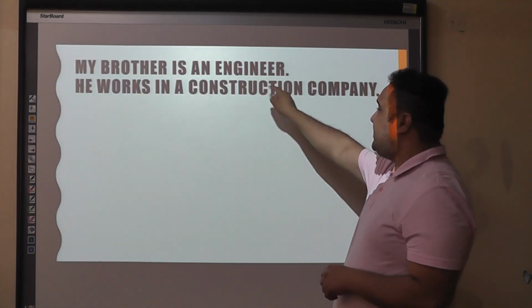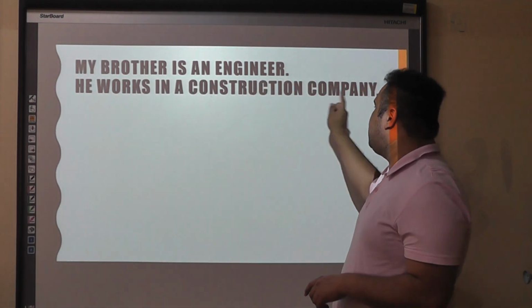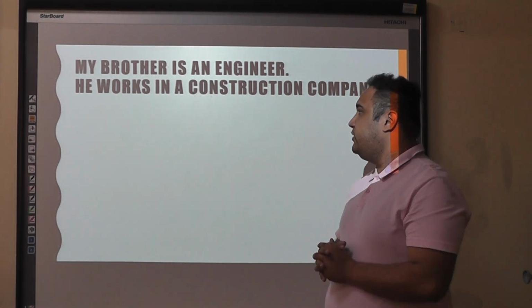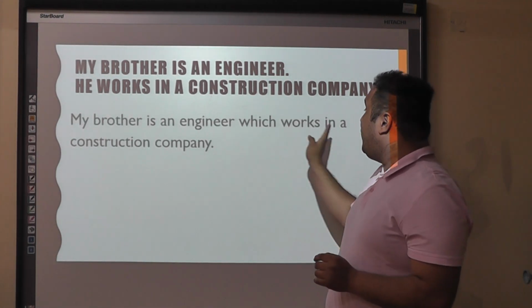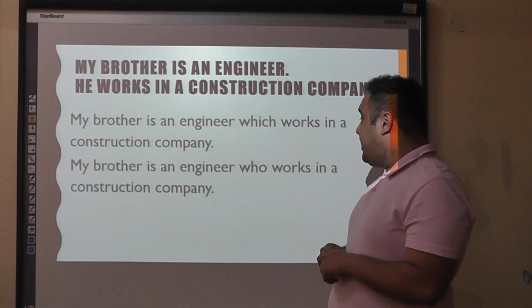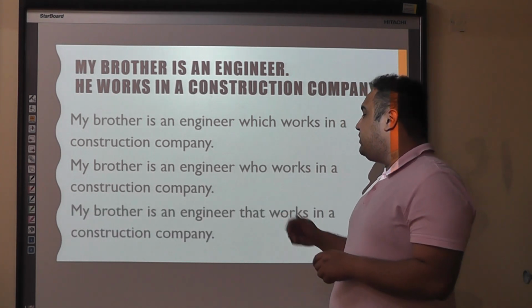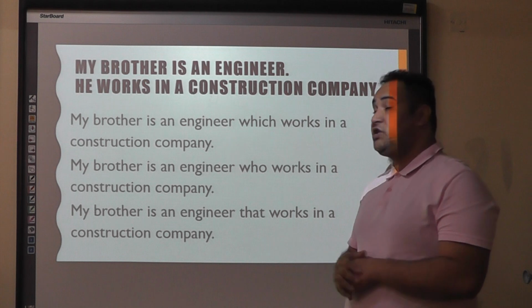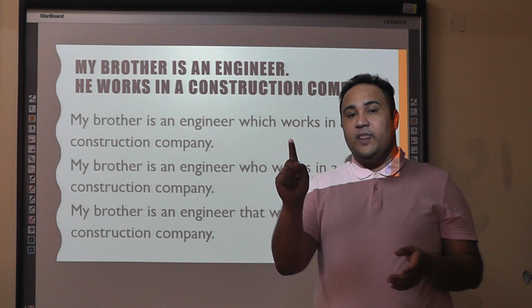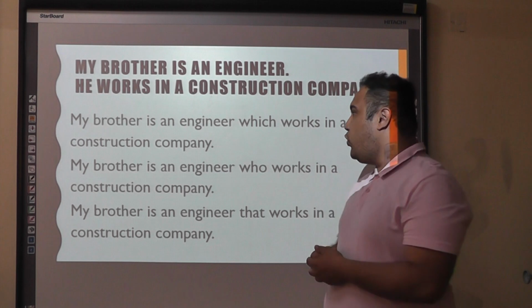Okay, so we have here two sentences. My brother is an engineer, he works in a construction company. Now let's try to combine them together using a relative pronoun. So my brother is an engineer which works in a construction company. Another one. My brother is an engineer who works in a construction company. And the last one. My brother is an engineer that works in a construction company. So we have here three answers, but one of them made use of a relative pronoun in a wrong manner. So what is that?